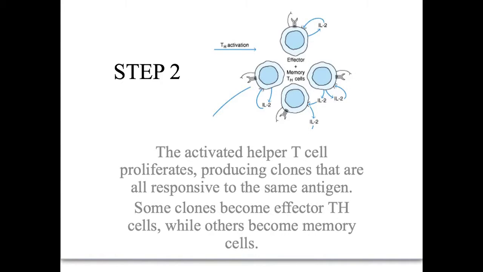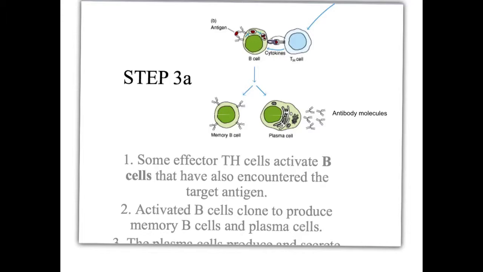Now the activated helper T cell undergoes a series of mitotic divisions that we call proliferation. Proliferation results in a population of clones that are all responsive to the same antigen. Some of the clones then specialize into effector T helper cells, and others become memory cells that will circulate in the body for weeks, months, or even years. These active effector T helper cells now go to work mobilizing the troops.